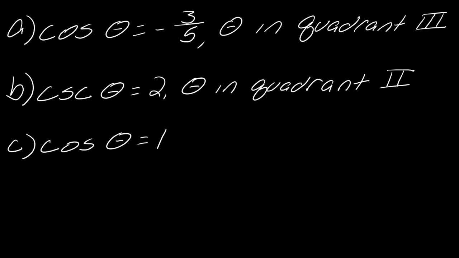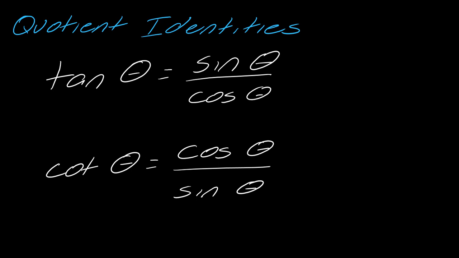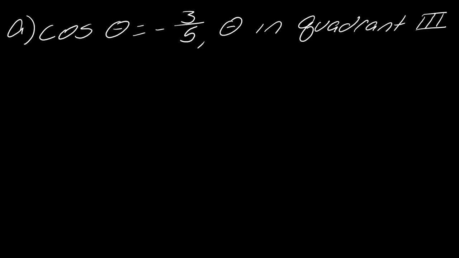Our goal is to use the Pythagorean identities, which are here. You can pause if you want to review them, or the quotient identities. So those are going to be very helpful in solving these. Okay, so let's start with cosine of theta equals -3/5, and we know that theta is in quadrant 3.